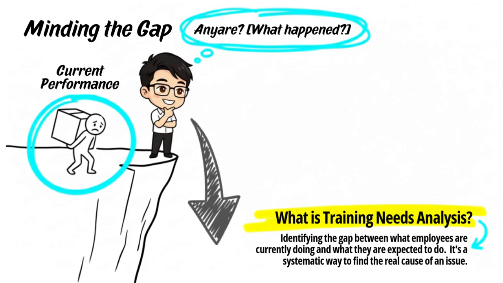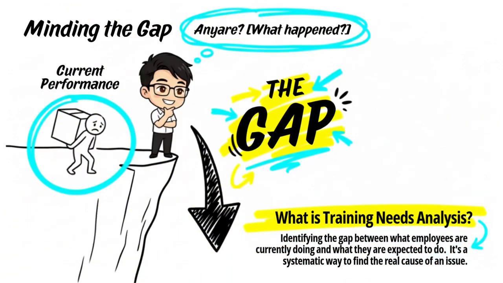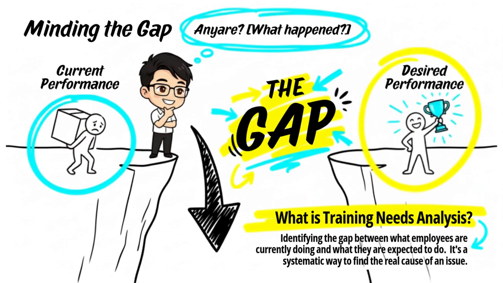A TNA is not just a guessing game. It is a systematic way of finding out the real cause of a performance issue. If employees are underperforming, the answer may be training, but it may also be lack of equipment, unclear expectations, or weak supervision.